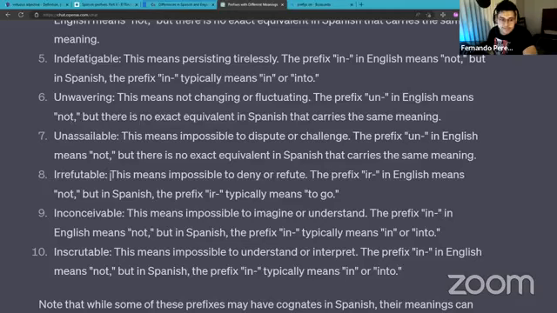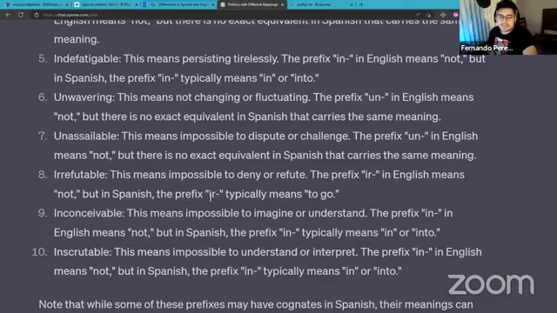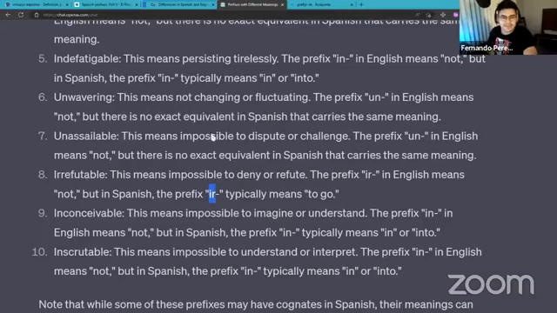Irrefutable. This means impossible to deny or refute. The prefix ir in English means not, but in Spanish the prefix ir typically means to go. I don't think so, eh? ChatGPT is incorrect in this one. Yes? Yeah, because ChatGPT is confusing the verb with the prefix. It's not the same. Oh. The verb ir means go. That's why I don't know why it insists on this one.